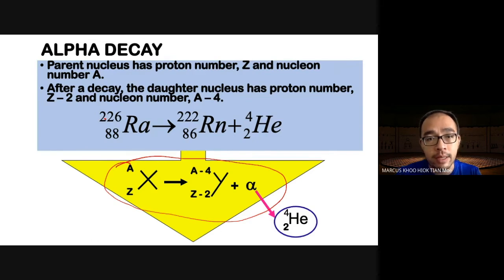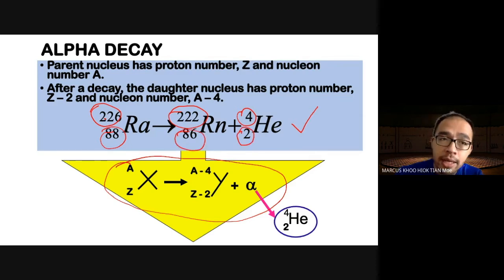But this is the preferred method, because this is very clearly seen. 226 equals 222 plus 4. 88 equals 86 plus 2. Left side equals right side. So this part is pretty easy because it's just very simple mathematics. Plus, minus, plus, minus.